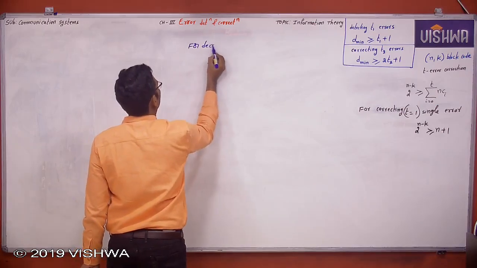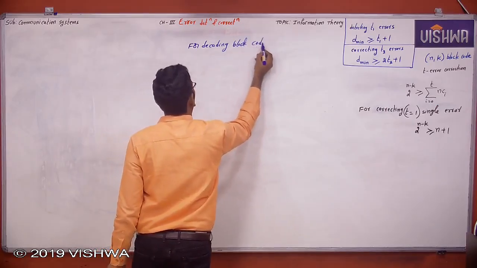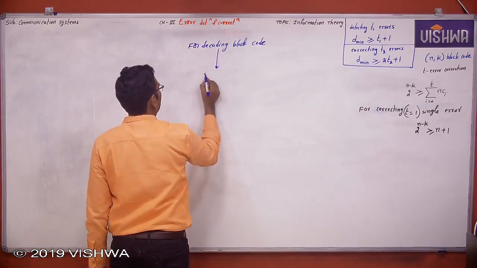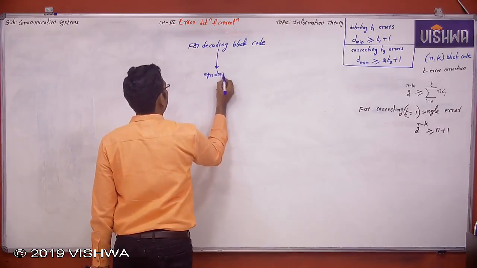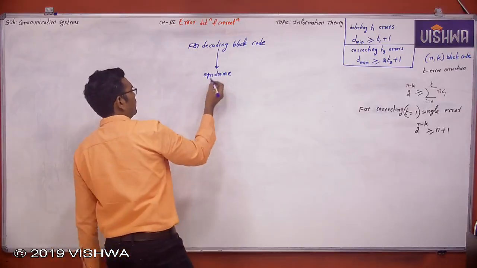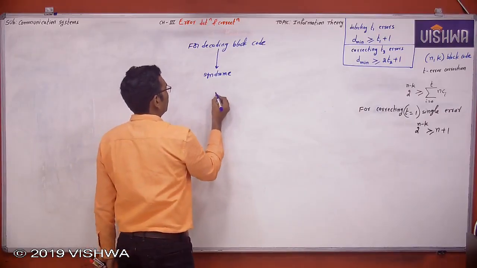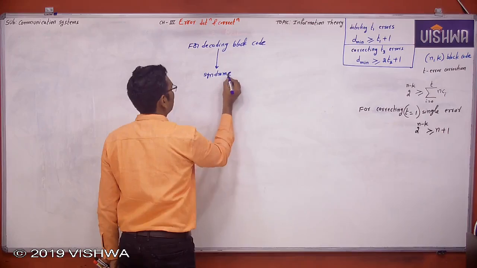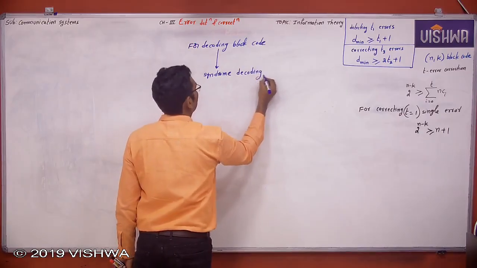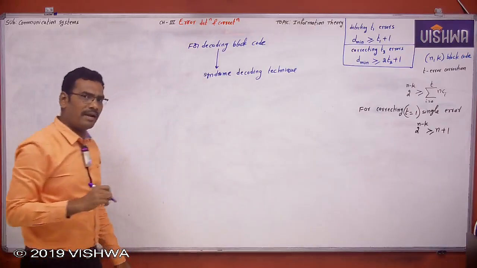For decoding block codes, how to decode the block codes? For decoding block codes, one technique is called syndrome decoding. So we have to first find the syndrome matrix. Syndrome decoding technique means first you want to find the syndrome matrix.